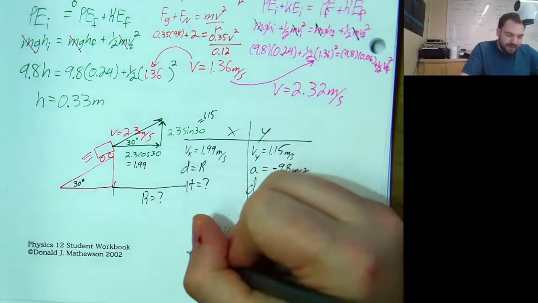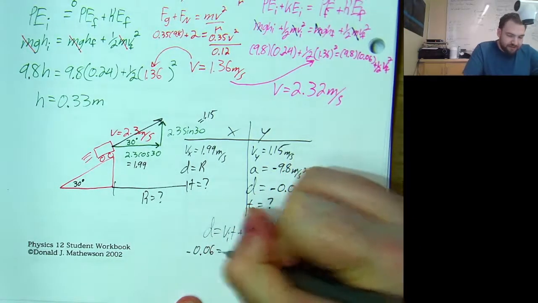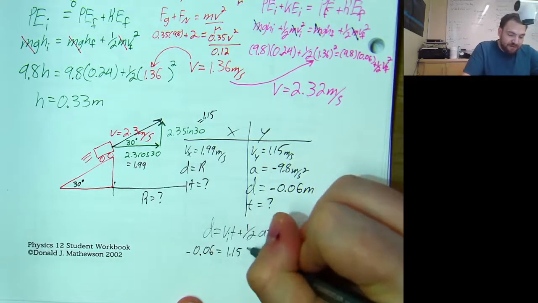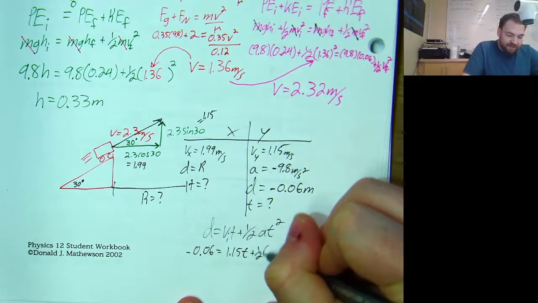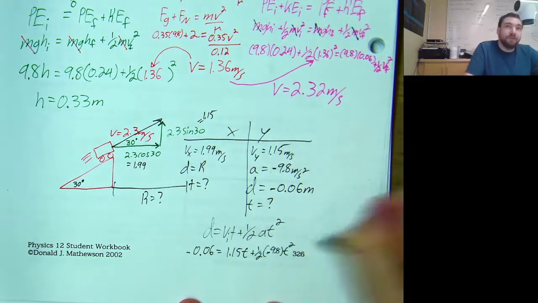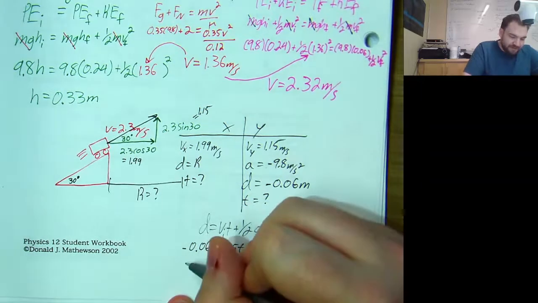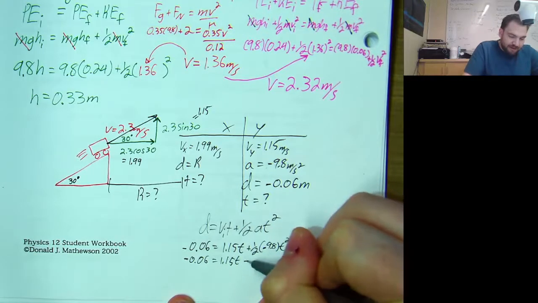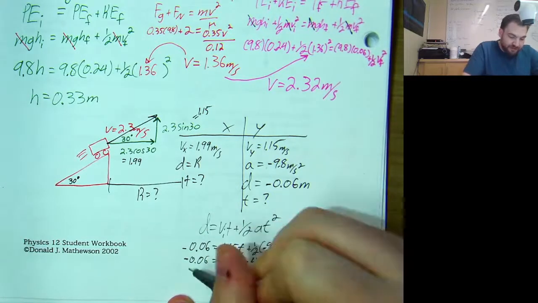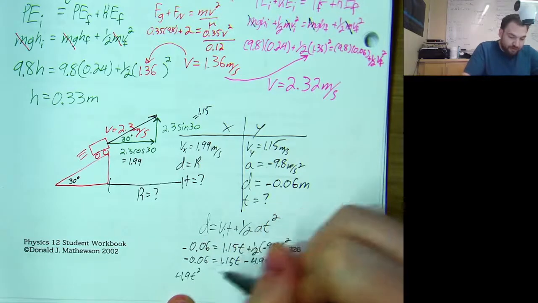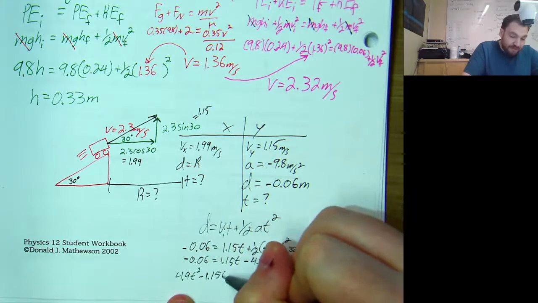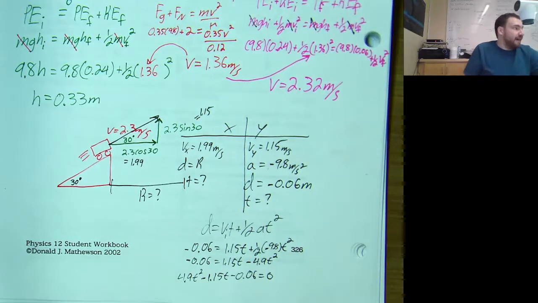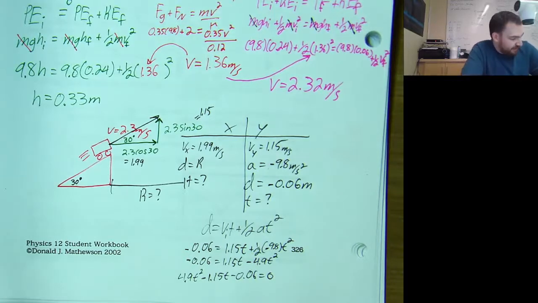Okay. So negative 0.06 equals the initial, this is all y stuff. So this is going to be 1.15 t plus 1/2 negative 9.8 t squared. So that's going to give me negative 0.06 equals 1.15 t minus 4.9 t squared, which is going to give me 4.9 t squared minus 1.15 t minus 0.06 equals 0. And I want to find out what values of t satisfy that equation.